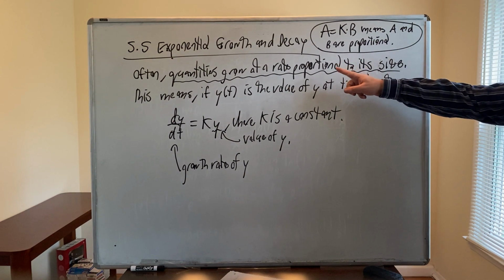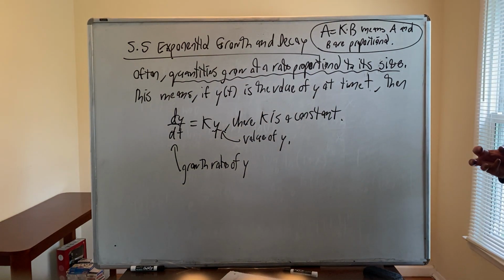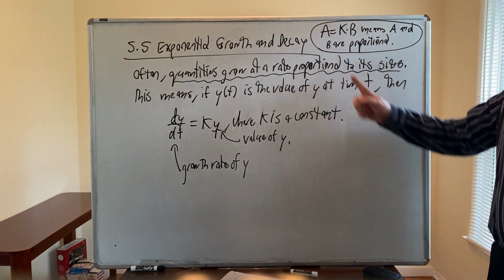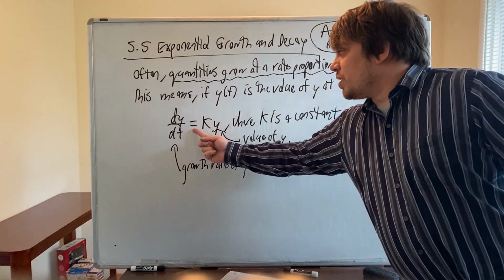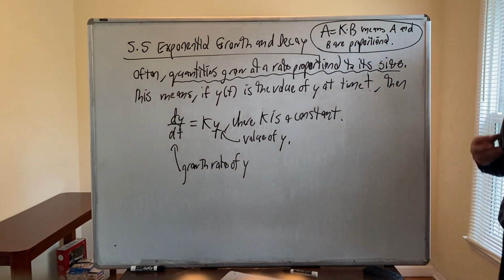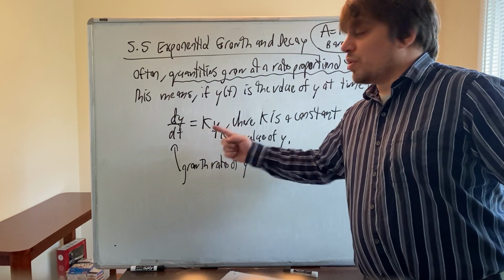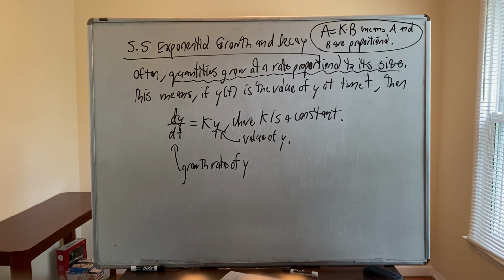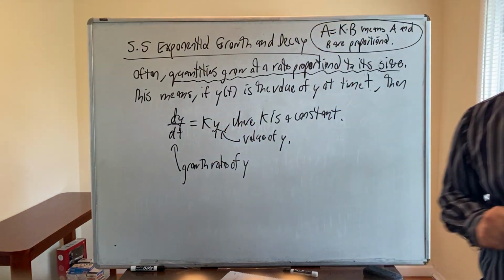And so saying that the quantity grows at a rate proportional to its size means that the growth rate of a quantity is proportional to its size, meaning the growth rate is equal to a constant times its size. That's what it means for a quantity to grow at a rate proportional to its size. Don't try to transcend the problem, don't try to read into the words, right? Just see that the growth rate is a constant times the size of the quantity, okay?